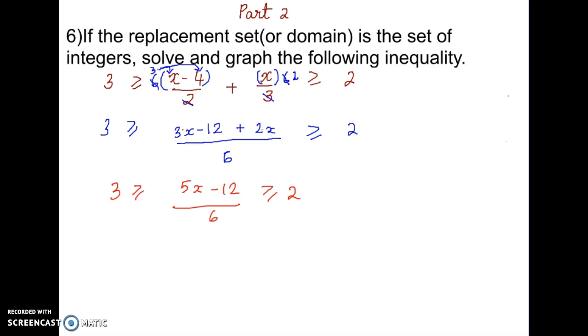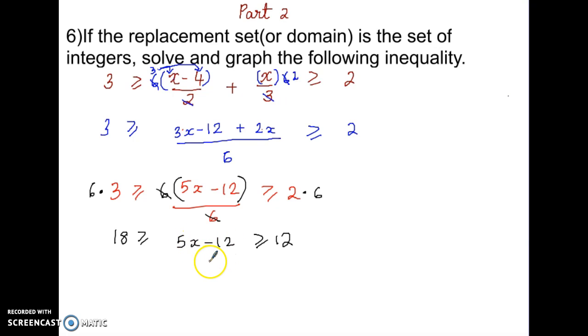Let's continue to solve. We have a denominator of 6 only in the center part of this inequality. So to get rid of that, we're going to multiply by 6 throughout. Remember, when you multiply by 6 here, remember to put parentheses. Multiply by 6 and multiply by 6. So 6 times 3, that's 18, greater than or equal to, the 6 will cancel here, and you will get 5x minus 12, greater than or equal to, 6 times 2 is 12. Now let's solve for x.